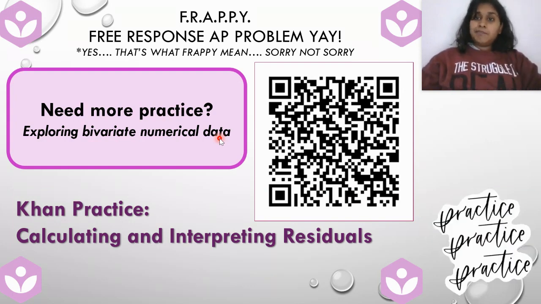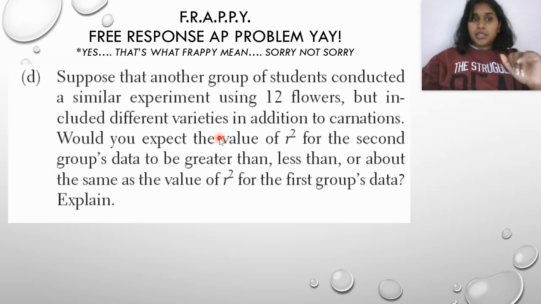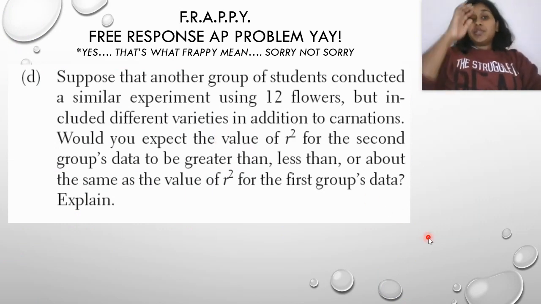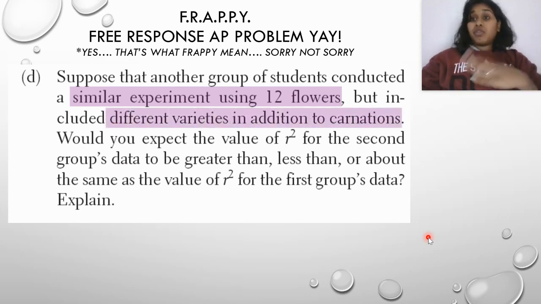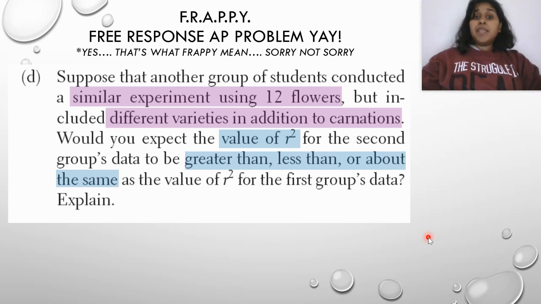Need more help with our residuals? You can go here. And finally, suppose that another group of students conducted a similar experiment using 12 flowers, but included different varieties in addition to carnation, so they've got more than one type of flower. Would you expect the value of R squared for the second group's data to be greater than, less than, or about the same as the value of R squared for the first group's data?